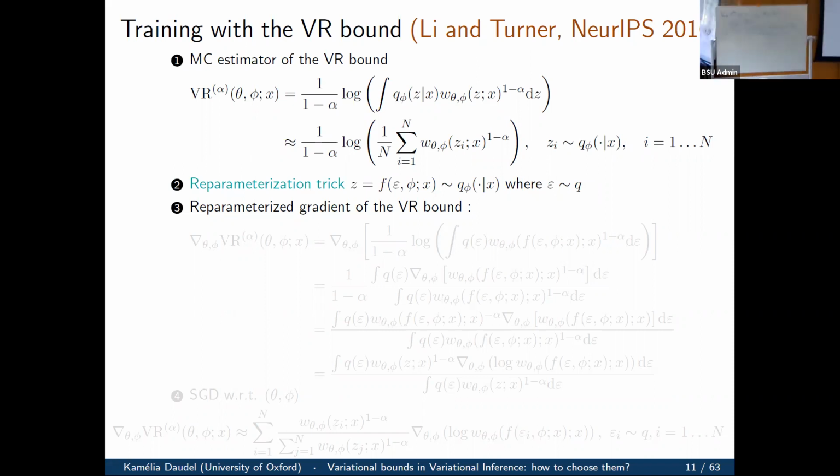Okay, so again, continue. The integral there stays the same. I need to differentiate this term. There's the 1 minus alpha that's going to appear, which is going to simplify, so I'm just going to remove it. Then there's w to the power minus alpha. So I'm writing this here.